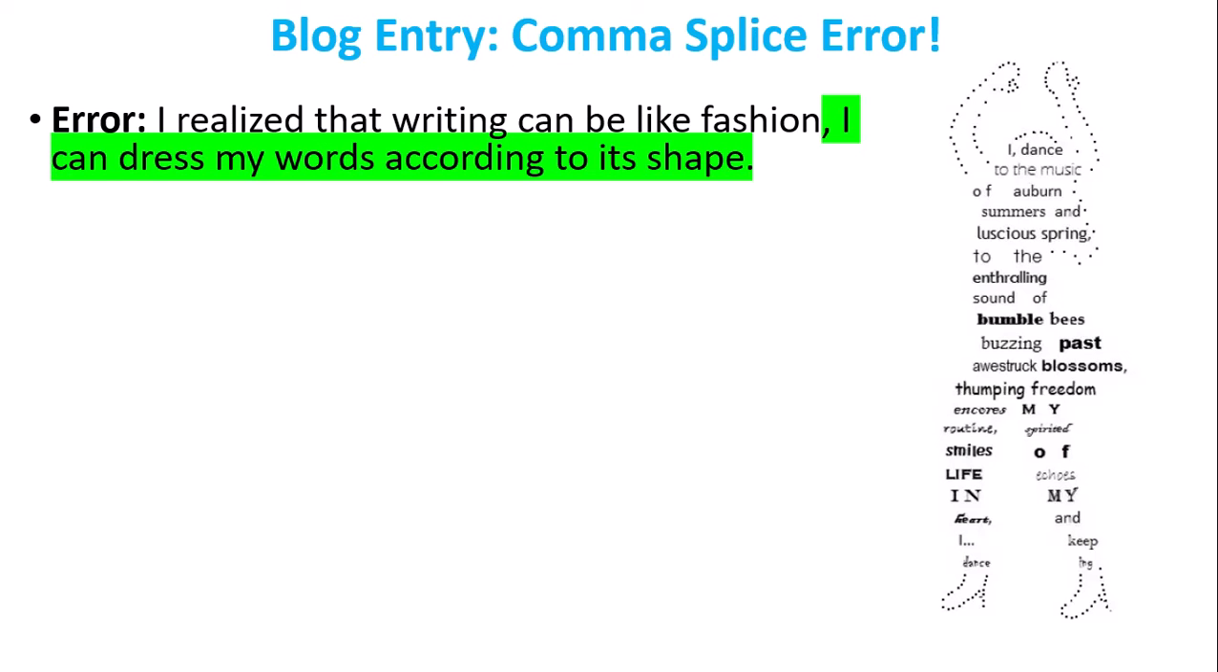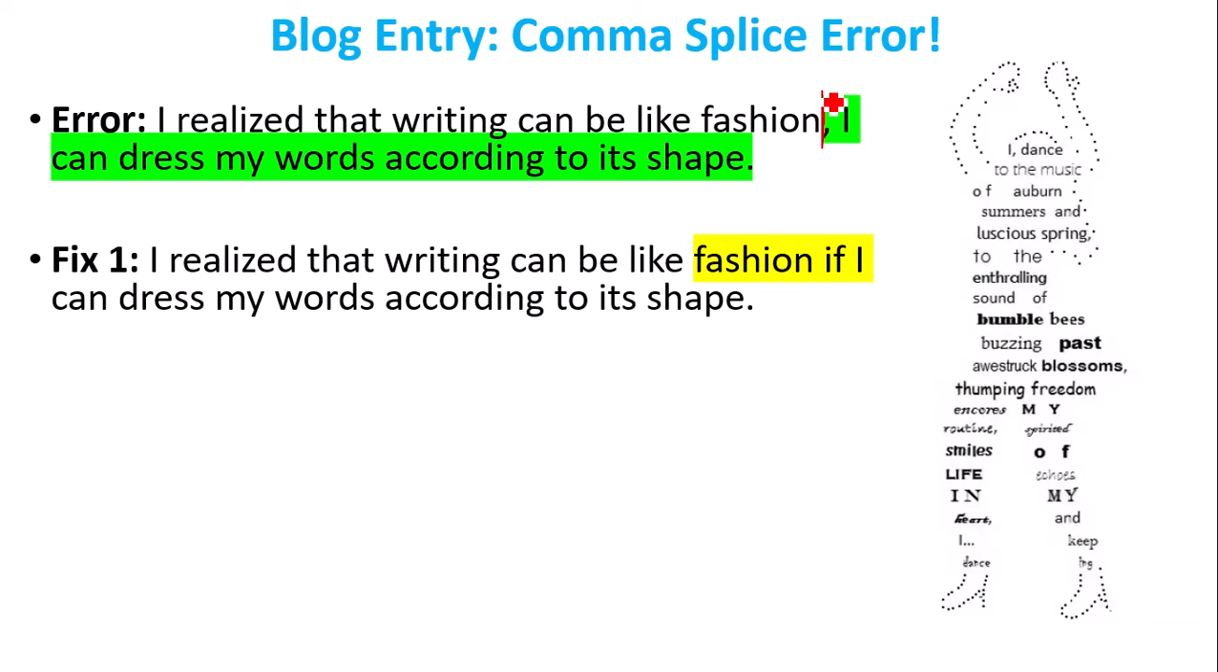Error: "I realized that writing can be like fashion, comma, I can dress my words." So I highlighted the split, the comma, and then the second simple sentence or independent clause. Fix number 1: "I realized that writing can be like fashion if I can dress my words according to their shape." So now our independent clause comes first, so we don't have a comma, and then we have our dependent clause following it. The dependent clause is dependent on the independent clause to be a full thought. So now we have a complex sentence where things are joined the right way.